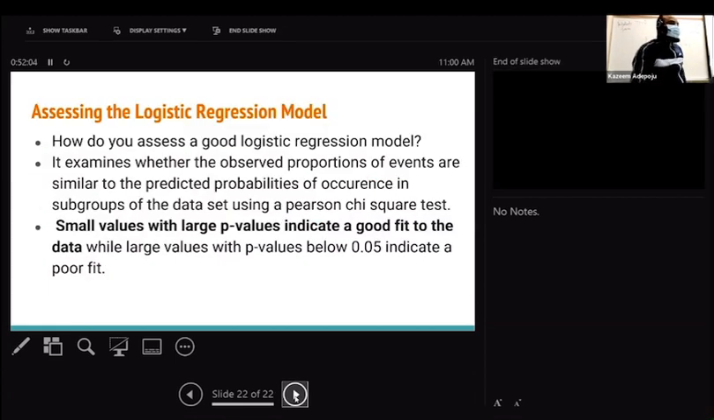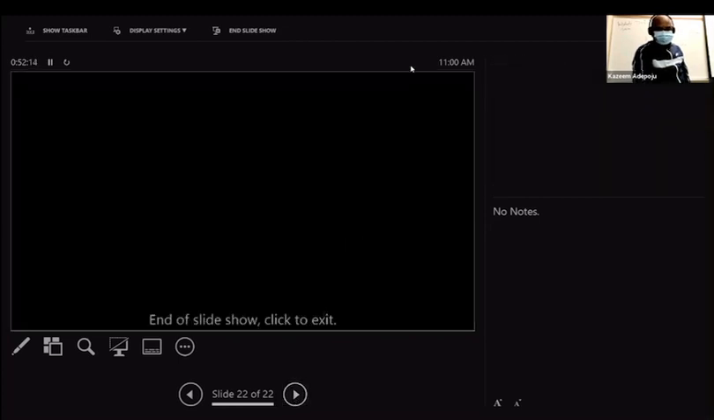Assessing logistic regression, I think I told you, we're going to use our p-value to be able to justify inclusion of a predictor. So this is where I'm going to stop today.